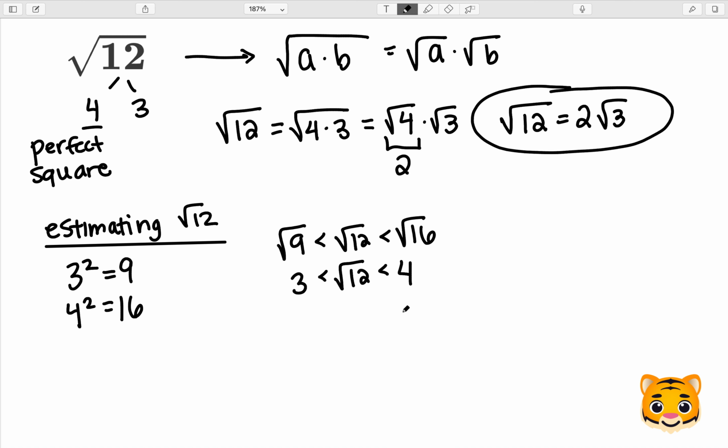In order to find the integer that the square root of 12 is closest to, we will look at the difference between 12 and the perfect squares. So we'll do 12 minus 9 to give us 3, and 16 minus 12 to give us 4. Because 3 is smaller than 4, we can see that 3 will be closer to the square root of 12 than 4 will be. Therefore, we can estimate the square root of 12 as approximately 3.